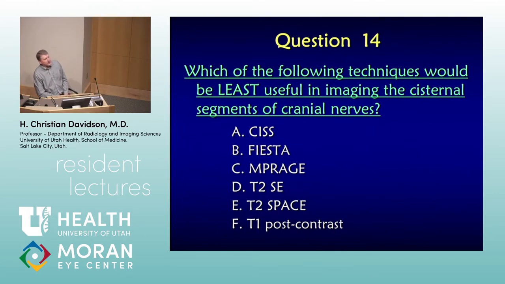Another MRI protocol question. Which of the following techniques is least useful when you're imaging the cisternal segments of the cranial nerves: CISS, or some people say KISS, FIESTA, MP-RAGE, T2 spin echo, T2 SPACE, T1 post-contrast. This gets into the alphabet soup of MRI imaging. Okay, had enough time?